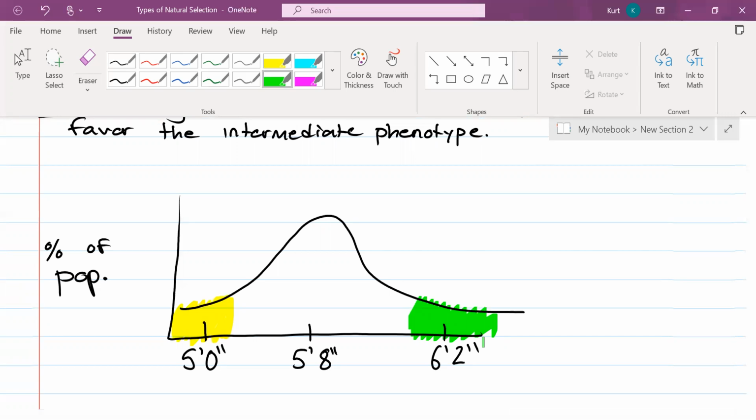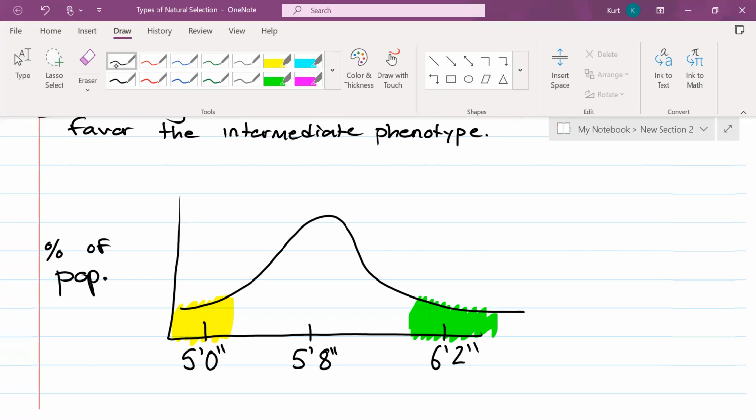The AP exam is big, big, big on correctly reading graphs. There are men that are 5 foot, and there are men that are 6'2". There's just not a lot of them. It's a low percentage. There are a lot of men that are 5'8". Why? Because that is the most biologically fit height at the time. Okay?